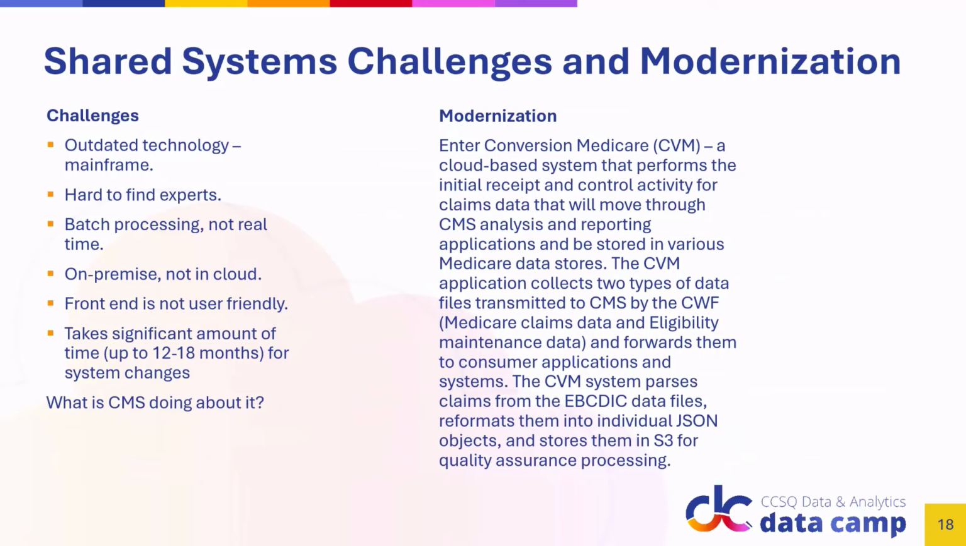As I mentioned earlier, shared systems are coming of age and outdated. They need modernization. The challenges include, of course, outdated technology: mainframe, COBOL, CICS, ACLs, hard to find experts, batch processing for the most part, not real time. They are on-premise, not in cloud. Front end is not user-friendly, and it takes a significant amount of time, up to 12 to 18 months, for system changes. So what is CMS doing about it?